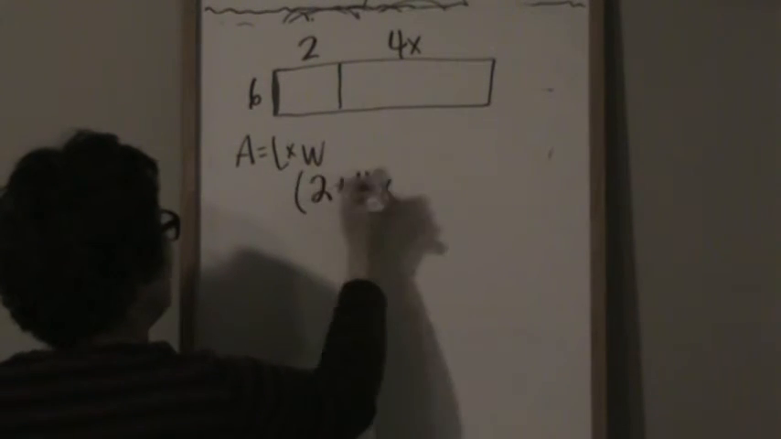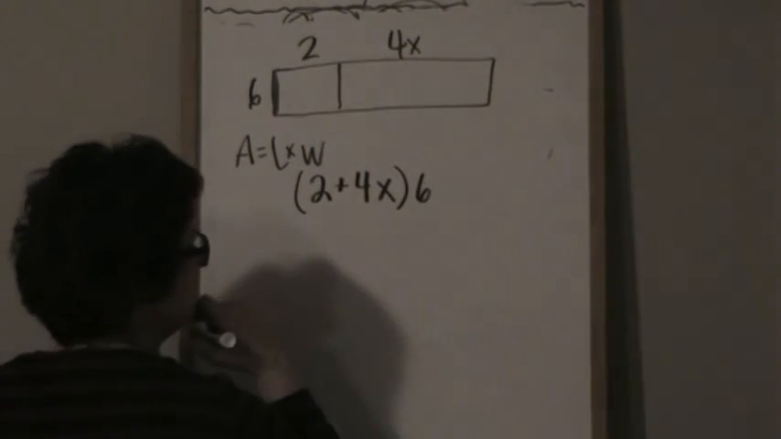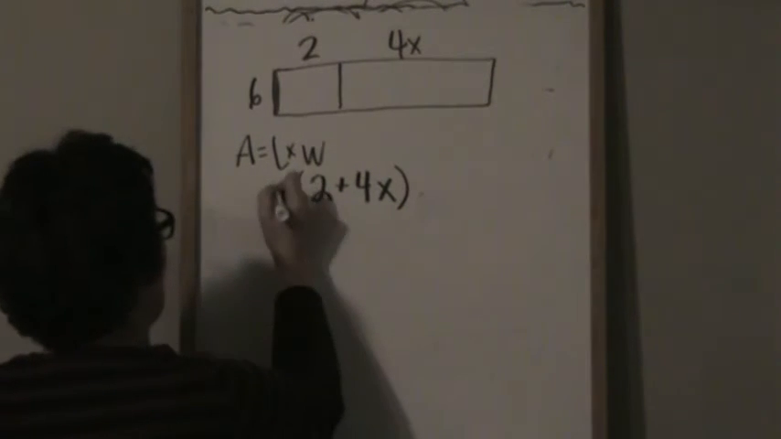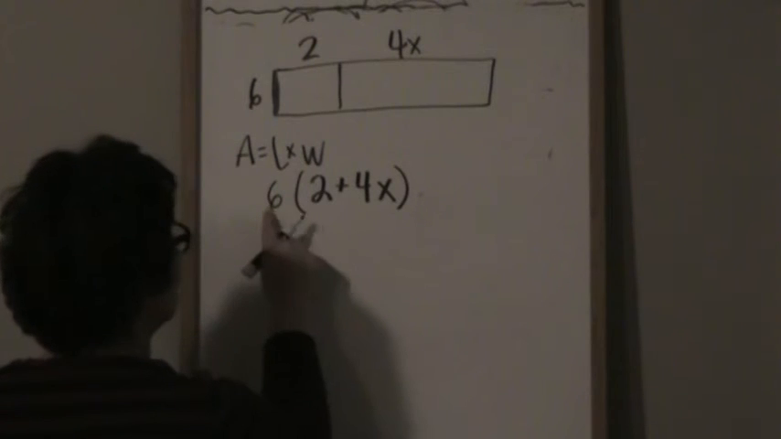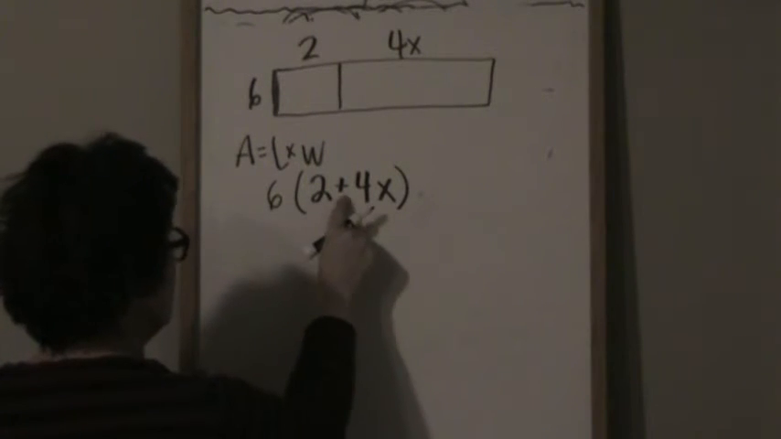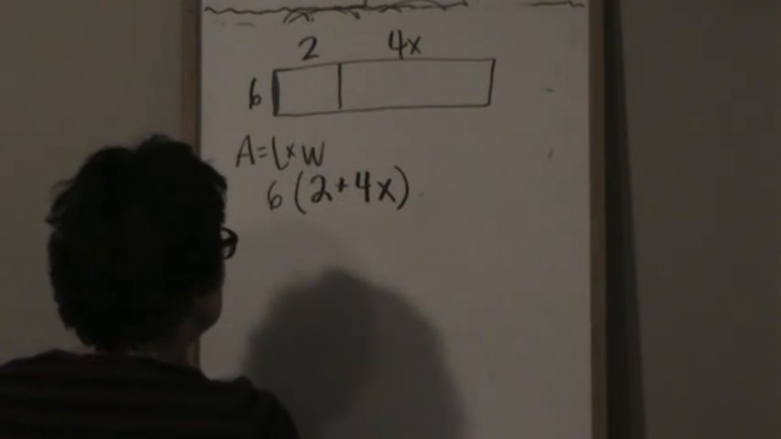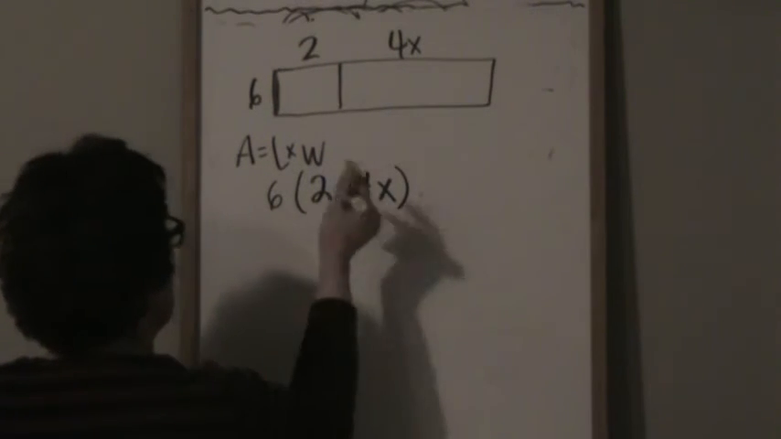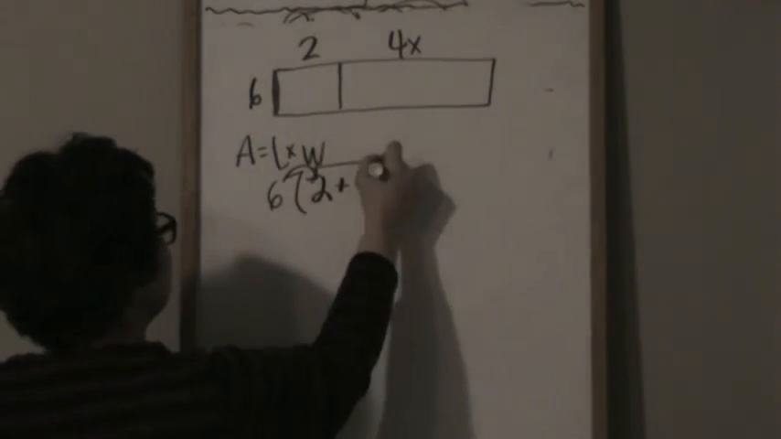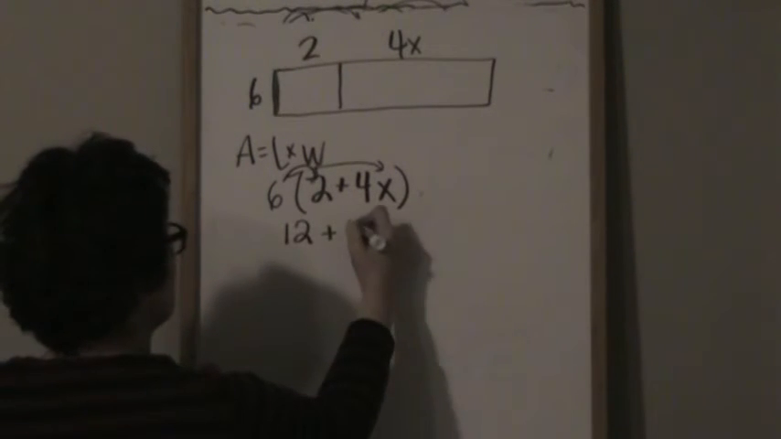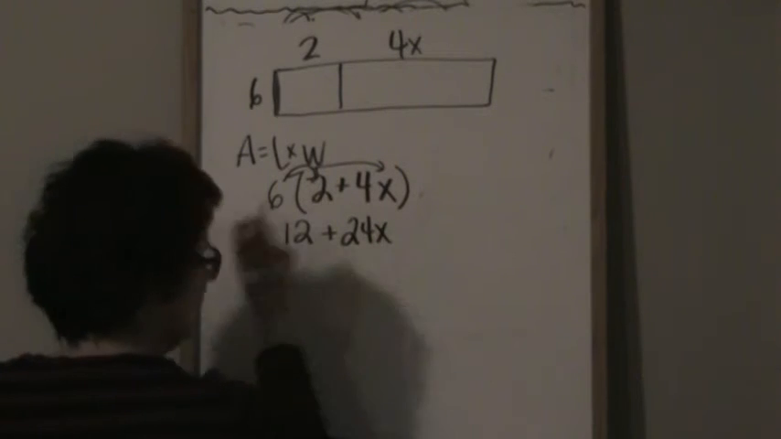But I don't write it like this. I write it like that. So that's 6 times 2 plus 4x. It says to write an expression. That's an expression. I'm going to simplify it. 6 times 2 is 12, plus 6 times 4x is 24x.